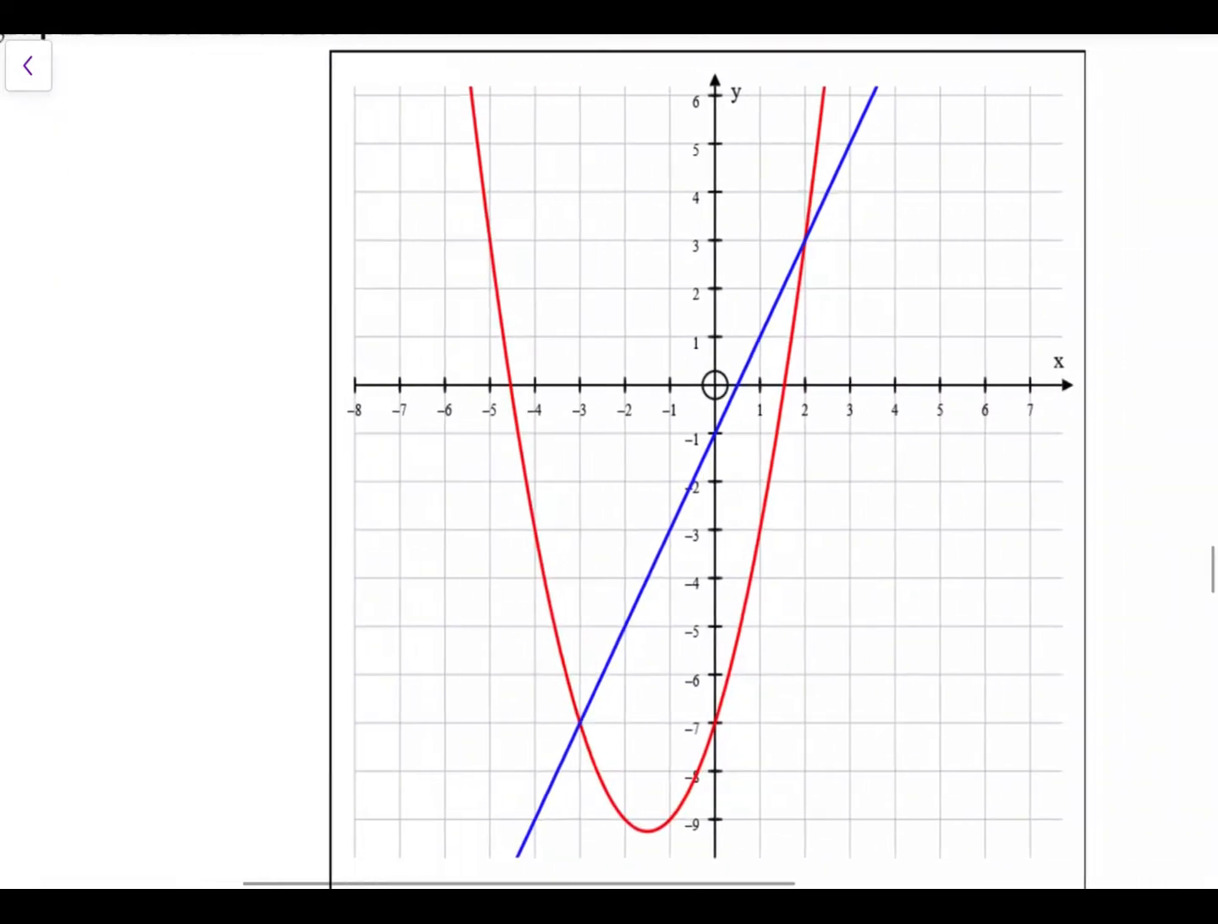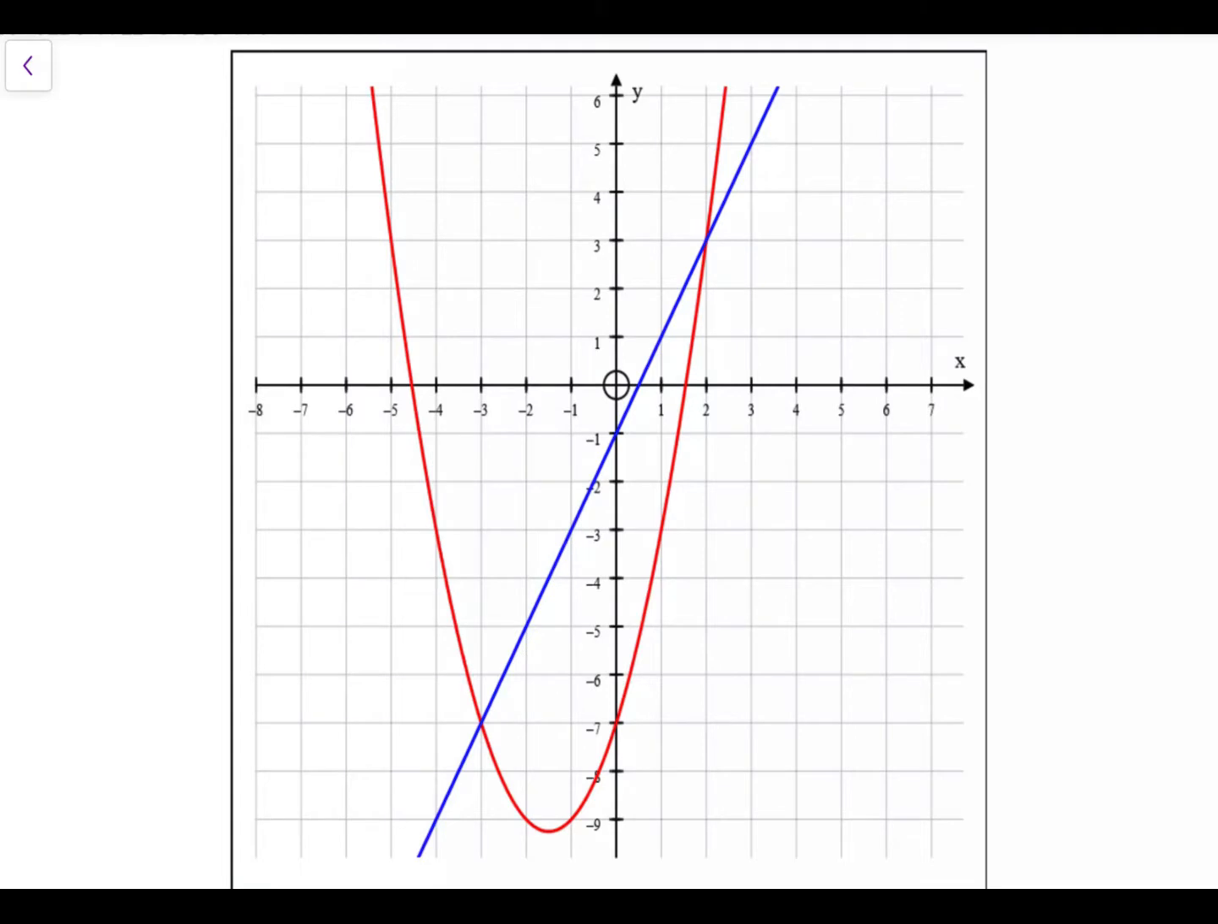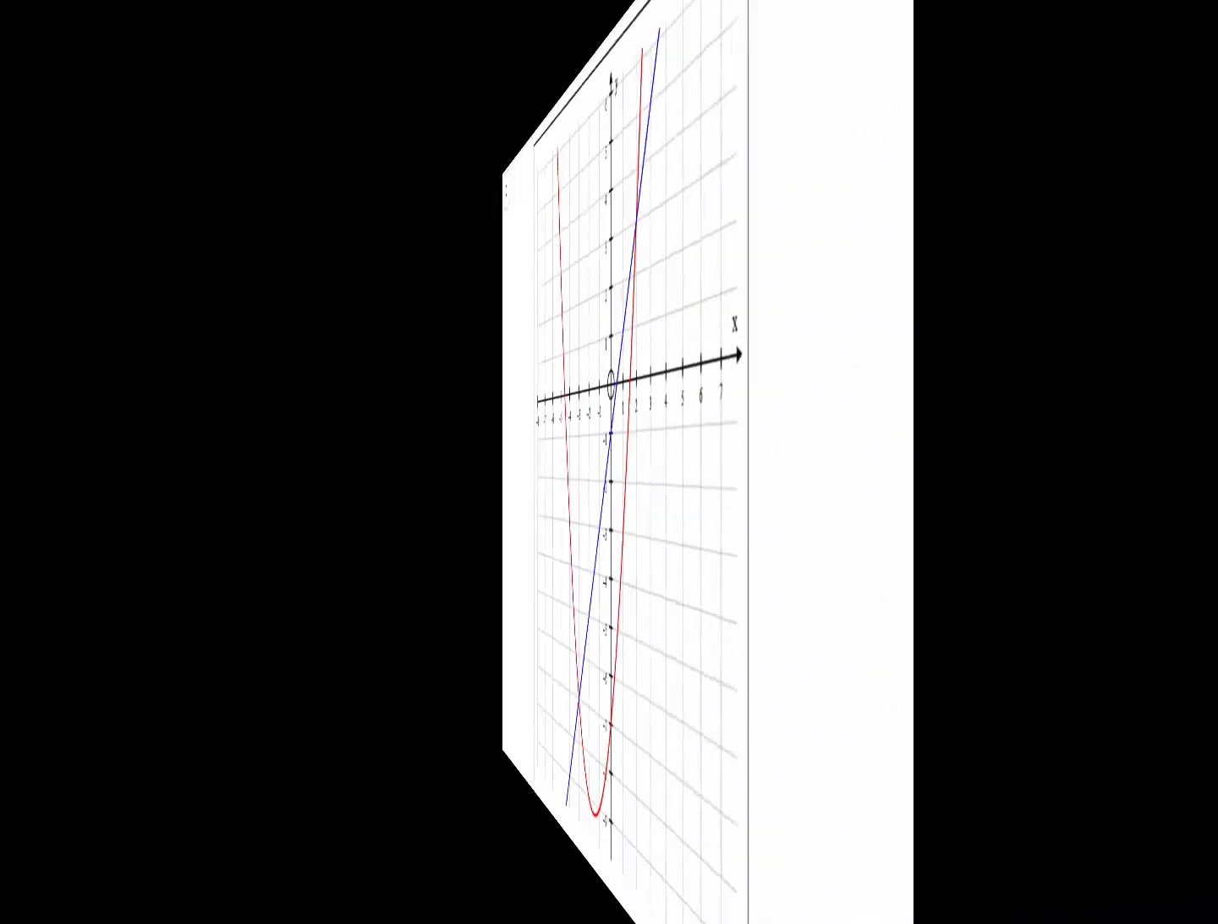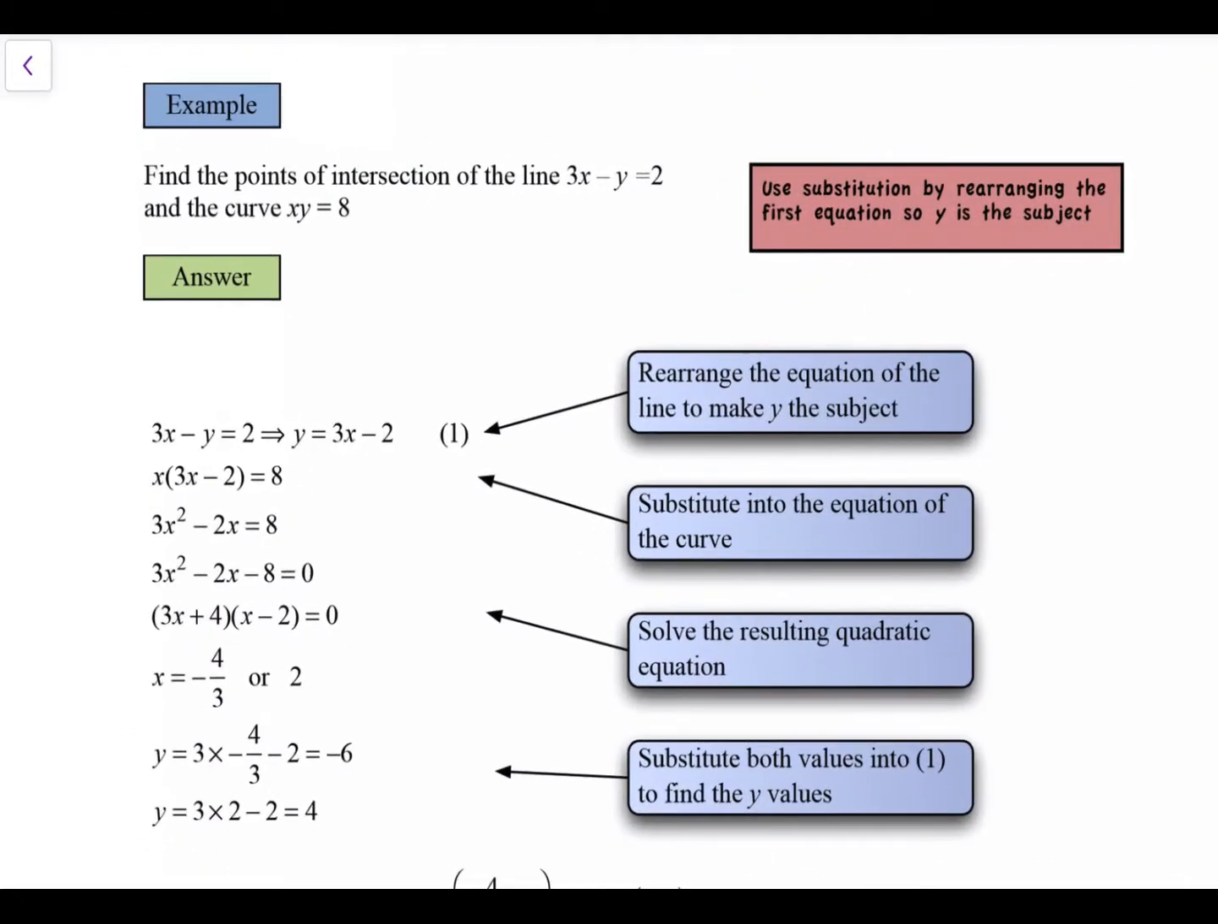Here's what the graph looks like. We've got a parabola, we've got a line, and we've just found the points of intersection of the line and the parabola. In this example, we've got a line and a hyperbola, xy equals 8.